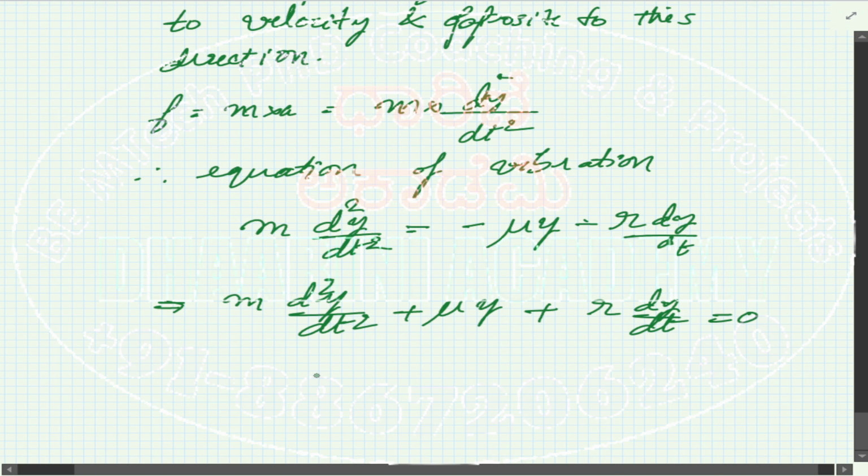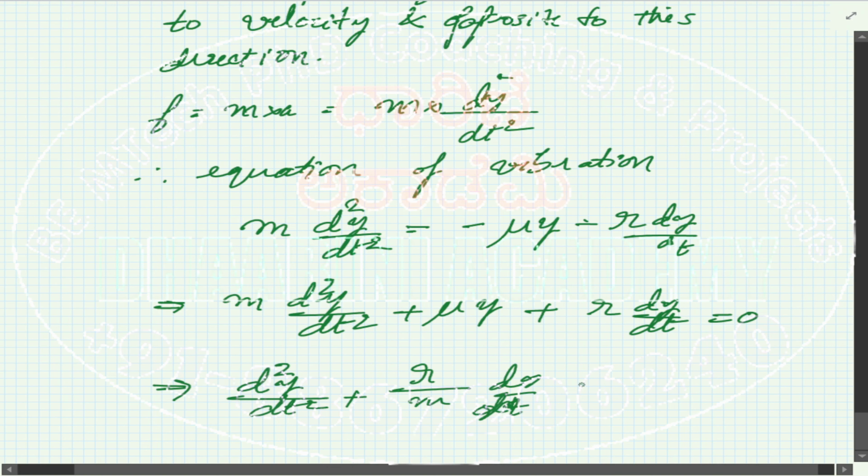So let's divide this by m and reshuffle the equations, that is d square y by dt square plus r by m into dy by dt, and the last term plus mu by m into y equals to 0.